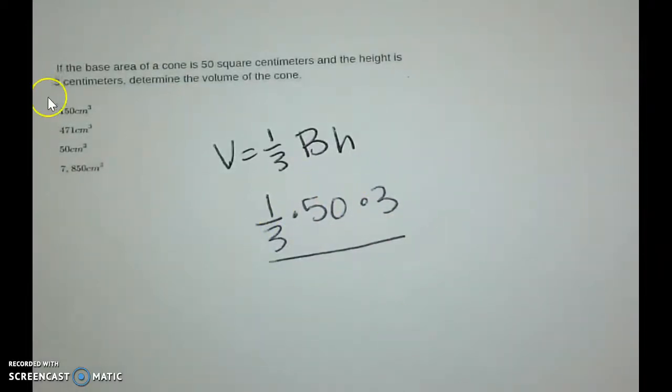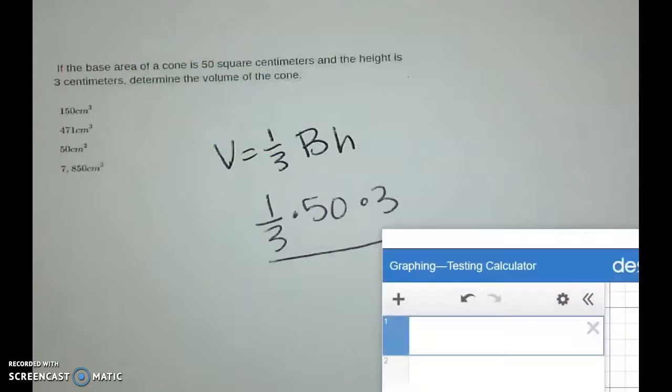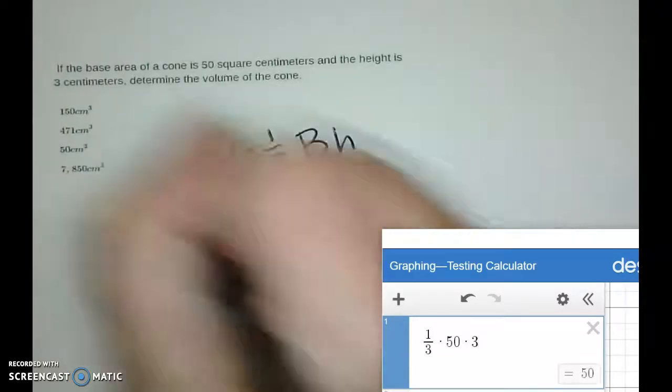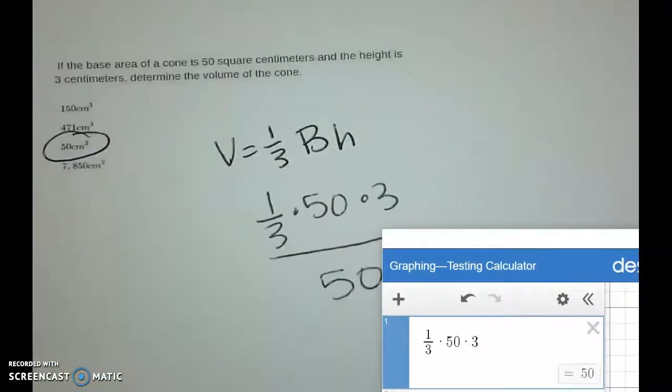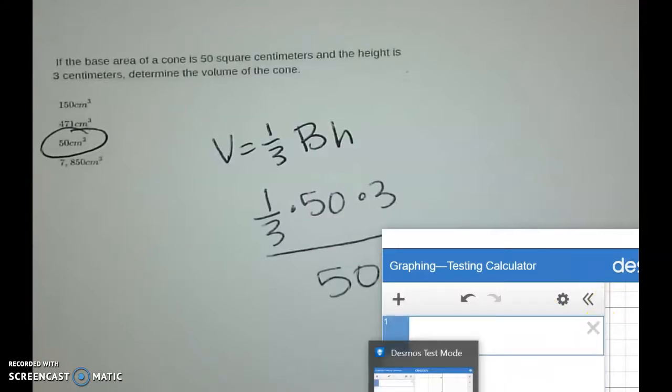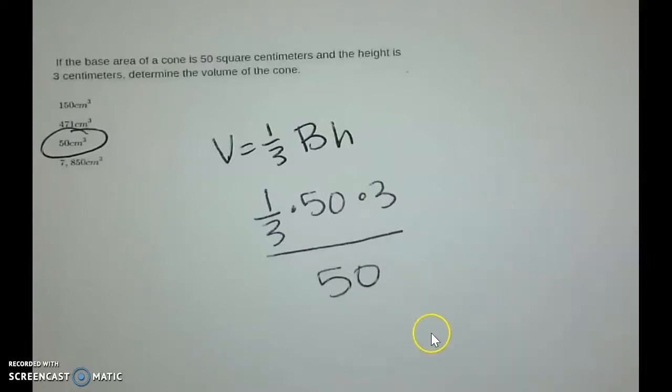Now I want you to notice we did not use pi here at all, because 50 is pi r squared. They already did the area for you, so you don't have to type pi. So it's 1/3 times 50 times 3. And you get 50. So the correct answer is 50 cubic centimeters. Remember, you can always pause and watch again or rewind, whatever you need to do to make sure you understand. Okay?